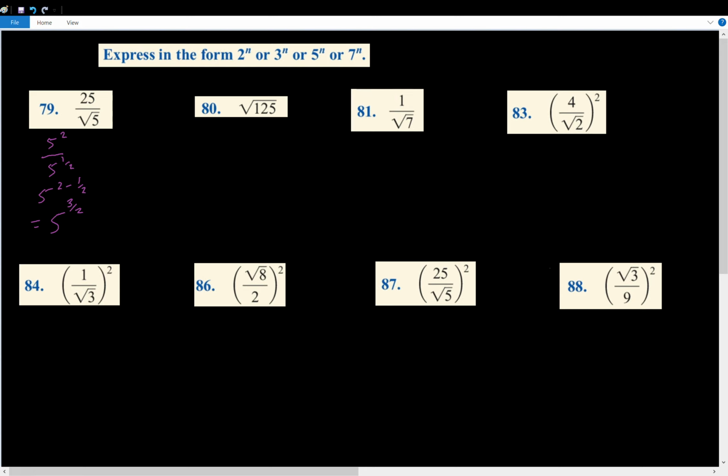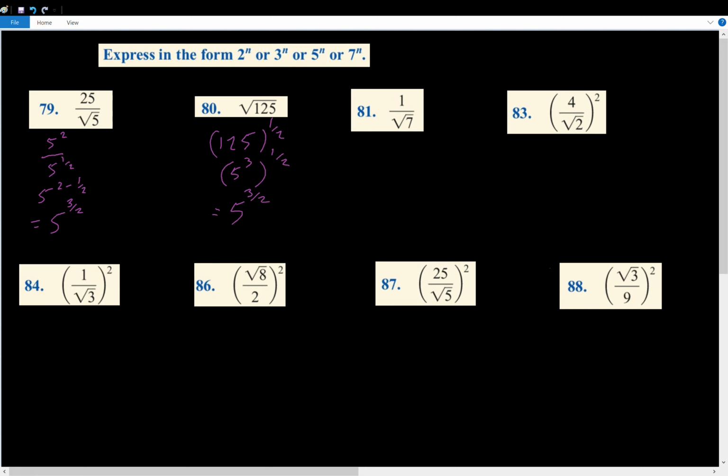If we look at 80, the very first thing we can do is say that's 125 to the power of a half. And then 125 is actually 5 cubed. So we have 5 to the power of 3, all to the power of a half. This requires the power to a power rule. When you have a power raised to a power, you multiply the powers. So 3 times a half is 3 halves. So this one is 5 to the power of 3 halves.